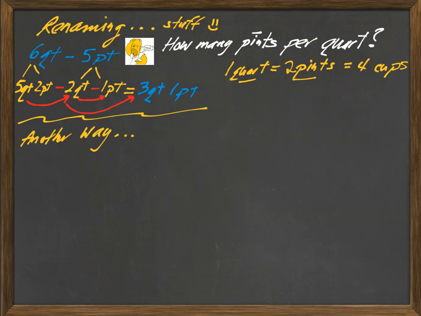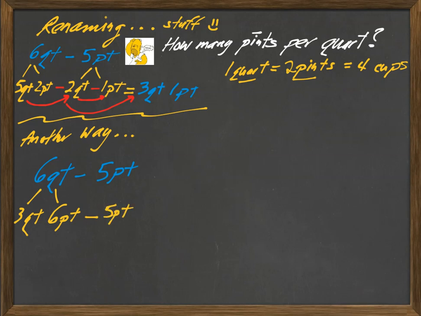Here's another way to do it. I'm going to start over. 6 quarts minus 5 pints. I'm going to dispense with all of this messy mess here, and I'm going to say, let's just go ahead and convert into more pints. That way I'm not doing this twice. Oh, that makes a certain amount of sense. But how much do I convert? Well, I have to convert enough quarts to make enough pints to subtract 5 pints from. You see that? That 6 is more than 5, so this is going to work.